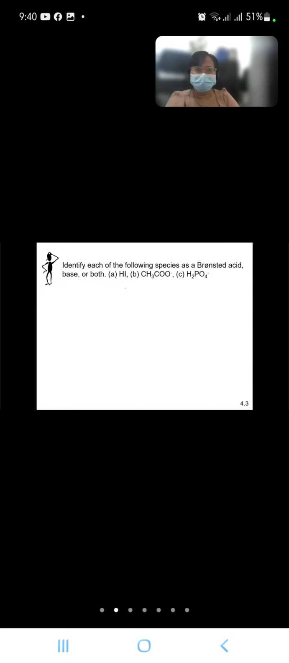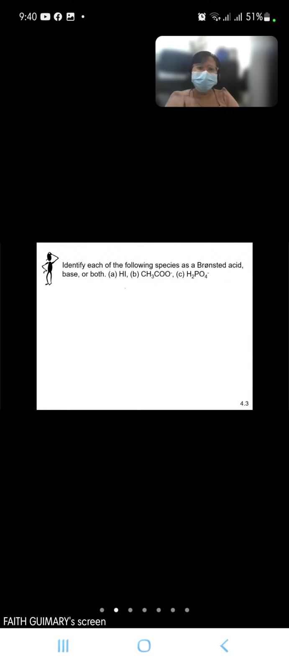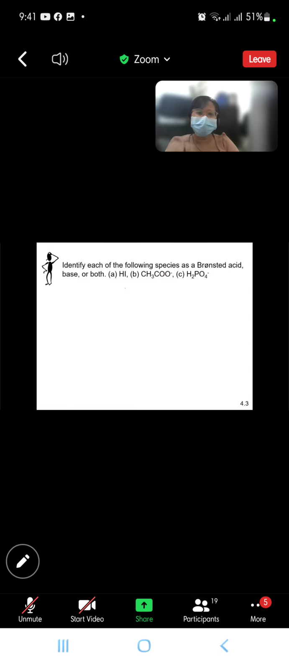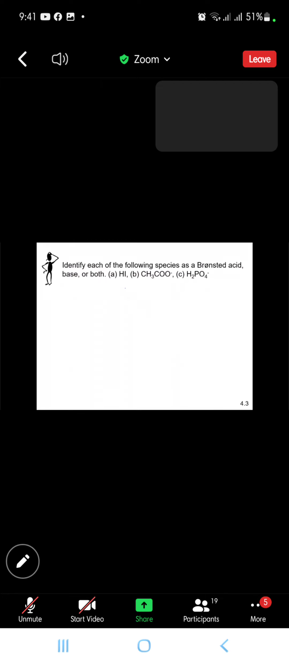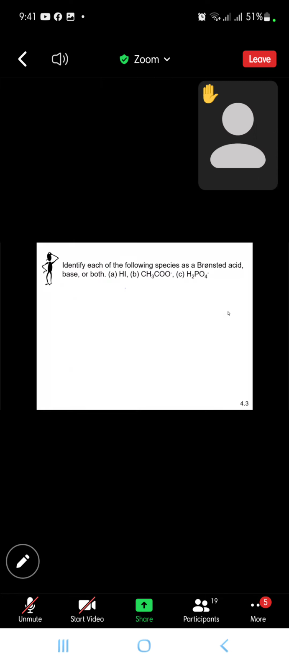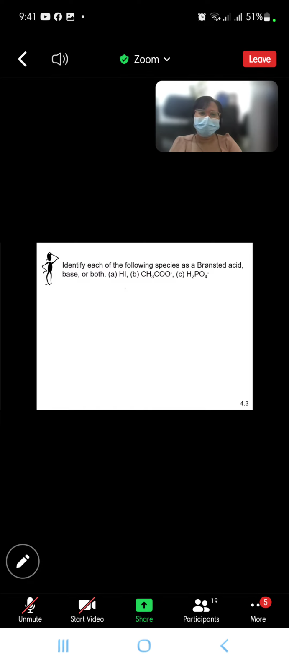CH3COO negative is acetate ion. Sige. Ma'am Analea. Sir January, kindly unclick the hand icon since you are through answering. Okay, ma'am. Sige, Ma'am Analea. Acetate ion, ma'am, is a Bronsted base because it has the tendency to accept a proton. Correct. Okay. How about letter C?